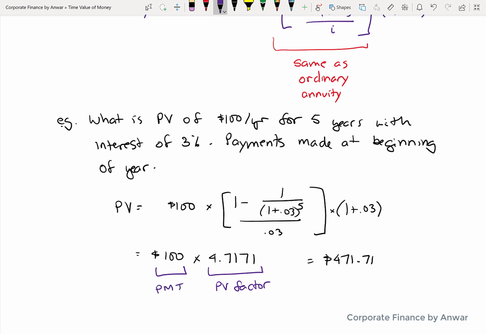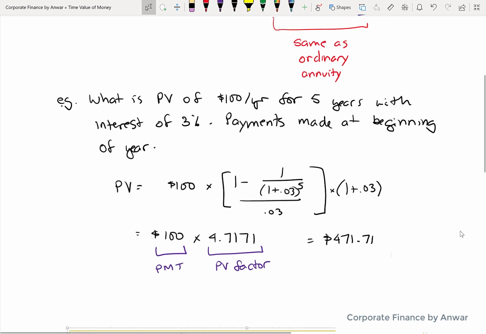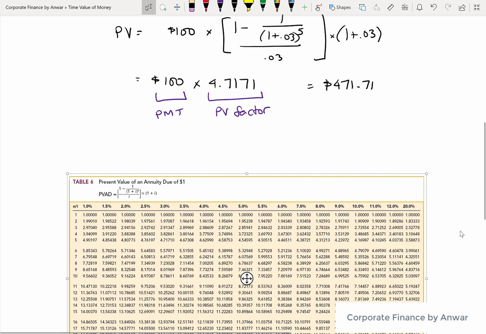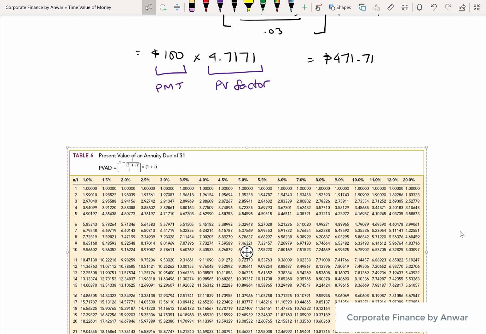And you also have the option of using an annuity table to calculate this, and this would be the present value of an annuity due. So the table should specify whether it's an ordinary or an annuity due. So at 3%, 5 years, you get exactly that PV factor of 4.7171. So you can use that as a method instead of the formula if you wish.